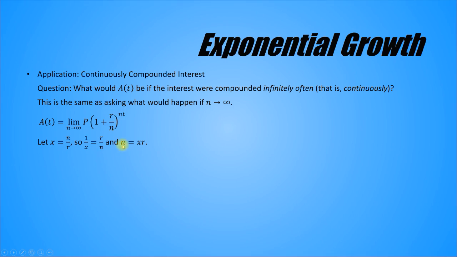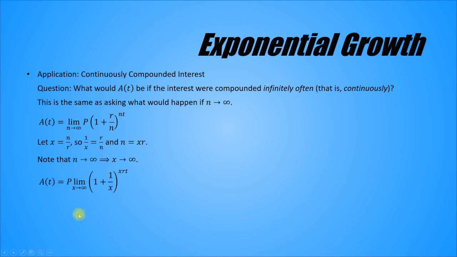And n, the number of periods, equals x times r. So note, x is just n divided by r, and r is a constant. The interest rate is constant. So, if n goes to infinity, this implies that x goes to infinity as well.